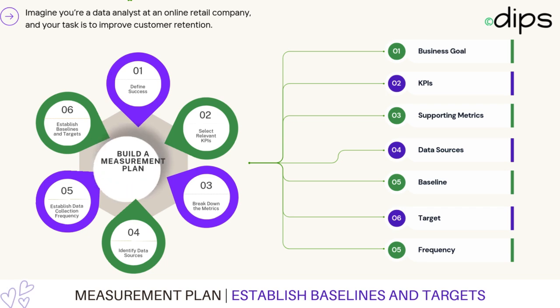By following these steps, you've now built a comprehensive measurement plan. You've defined success, identified your KPIs, broken down supporting metrics, identified data sources, set collection frequencies, and established your baseline and target. This plan will guide every step of your analysis, ensuring you stay aligned with the business objectives.